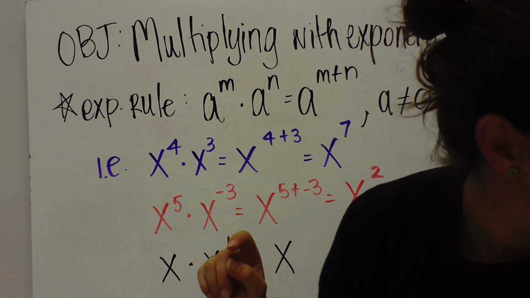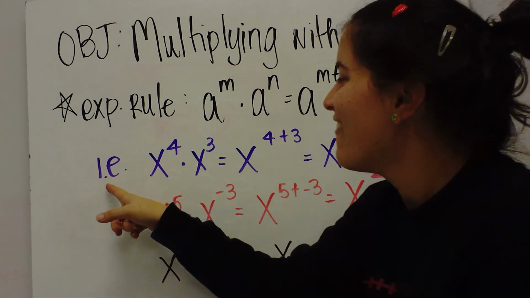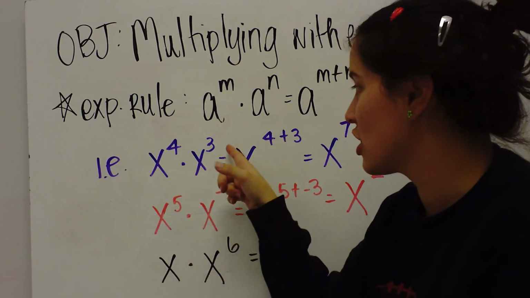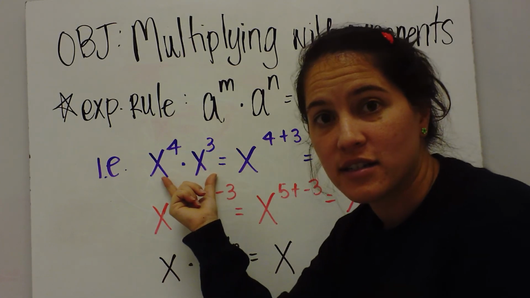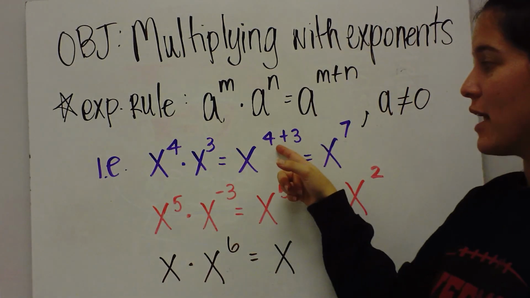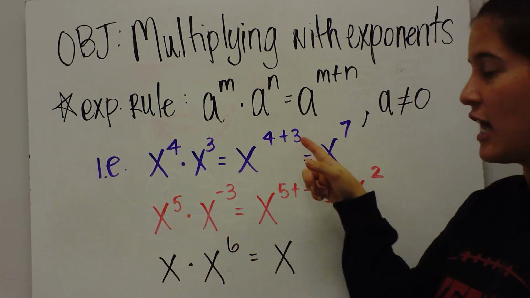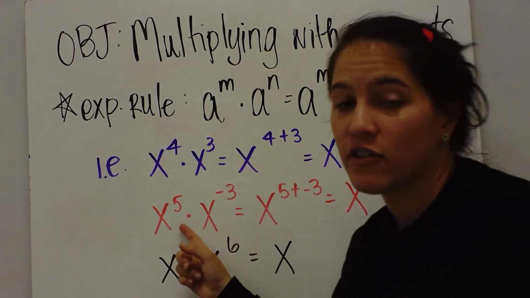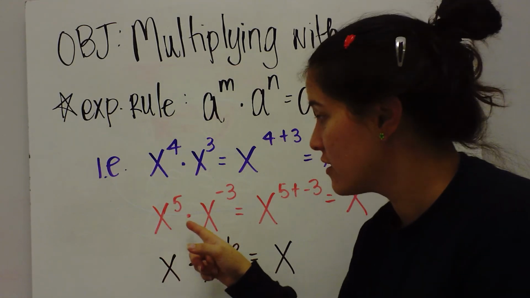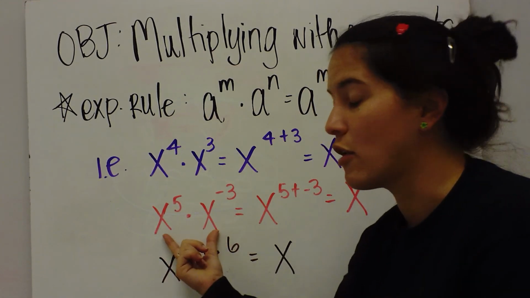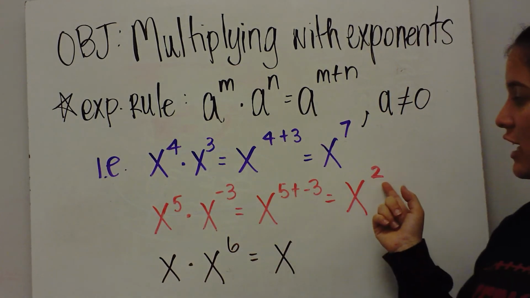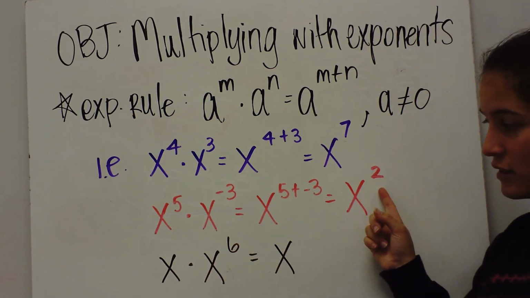For example, x to the 4th times x to the 3rd. Notice I have two x's, so I'm going to add my exponents, 4 plus 3, and I get x to the 7th power. Here's another example. X to the 5th times x to the negative 3rd power. Notice my bases are the same. I add 5 plus negative 3, and I get x squared.